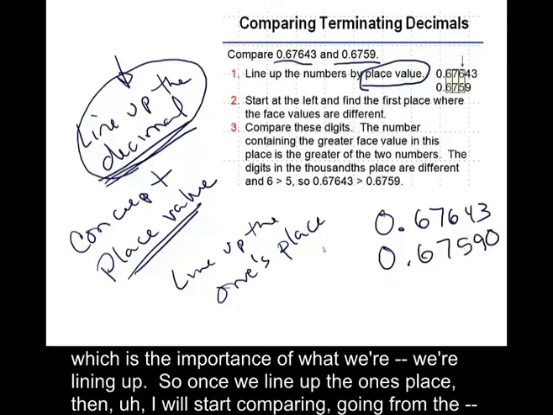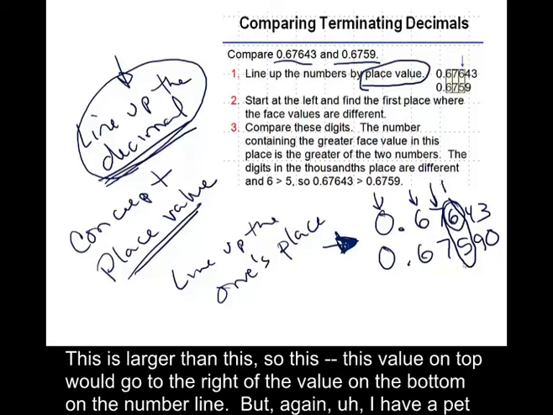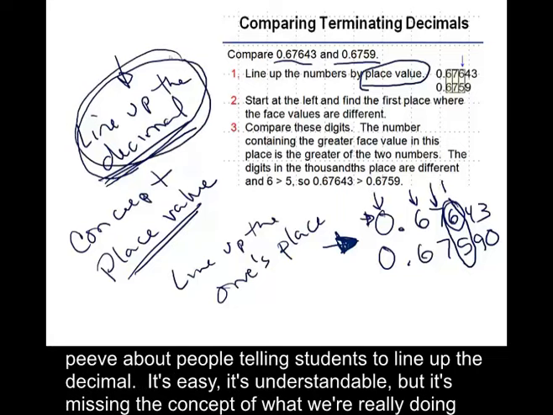then I will start comparing, going from the greater side to the lesser value. And so the zeros are the same, the sixes are the same, the sevens are the same. We have a difference here. This is larger than this, so this value on top would go to the right of the value on the bottom on the number line. But again, I have a pet peeve about people telling students to line up the decimal. It's easy, it's understandable, but it's missing the concept of what we're really doing here.